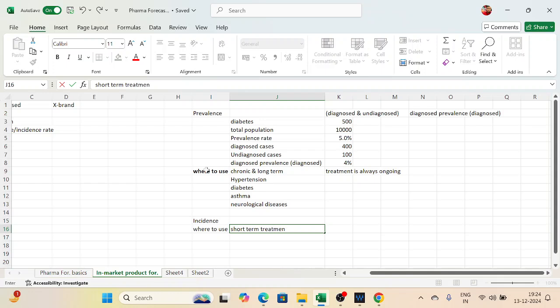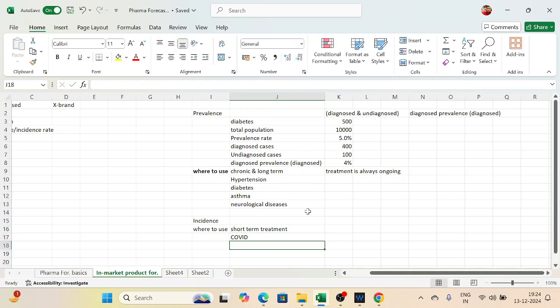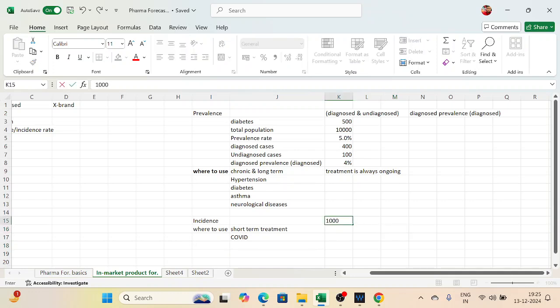Short-term, so okay, let me ask, just think about it. For COVID, what will you be using? Just analyze it, because COVID was a short-term treatment. So for COVID, we will be checking incidence, right? Why incidence? Incidence is what? How many new cases are there, right? So let's say 1,000 cases of cancer are there in a population of, let's say, 1 lakh, so 1,000 cases of cancer are there.